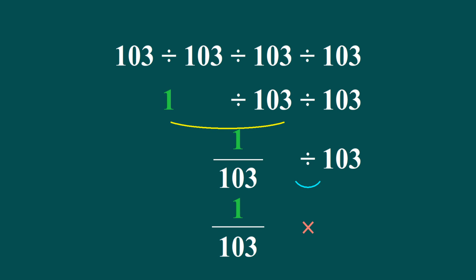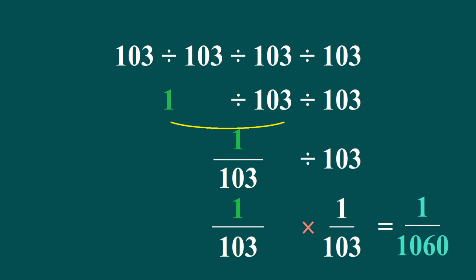Then flip the second fraction 1 over 103, which equals 1 over 10,609. And this is our final answer for this problem.